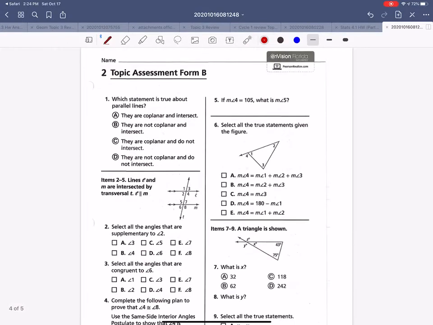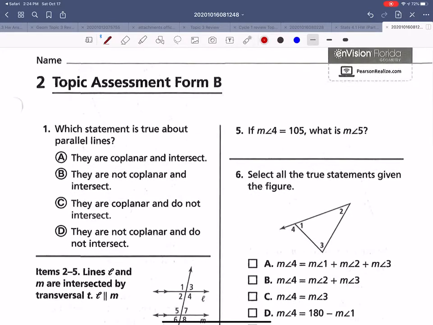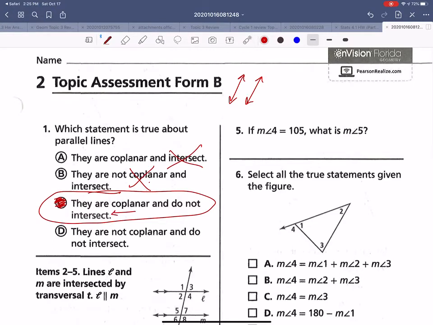Nice. All right, now let's look at topic 2. So it says, what statement is true about parallel lines? Well, parallel lines don't intersect. And parallel lines have to be on the same plane or the same surface. So if I draw this on my paper, I can think of my paper as a plane. So yeah, I think I'm liking number C. They are coplanar and they definitely do not intersect. Okay.